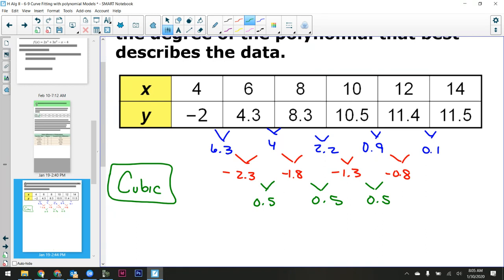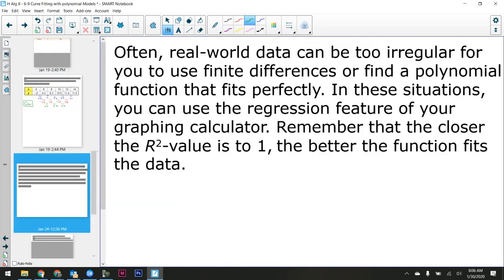Now, for our purposes, when we're given a big table of values, we can put them into our calculator and figure out what has the best R value. Which one is going to be the strongest correlation? Okay, so let's do that.